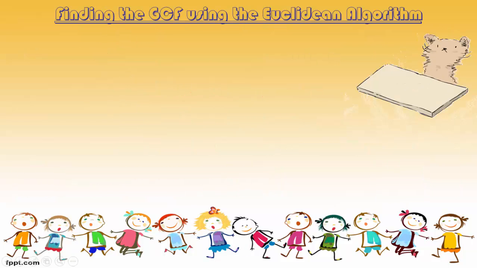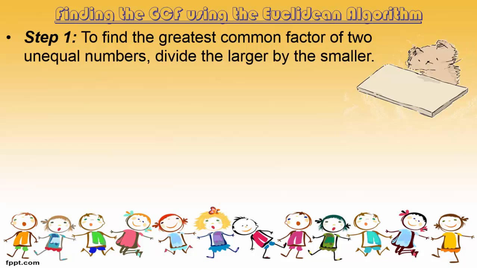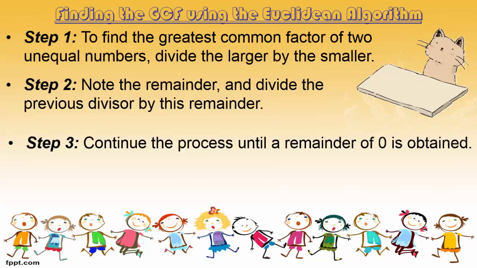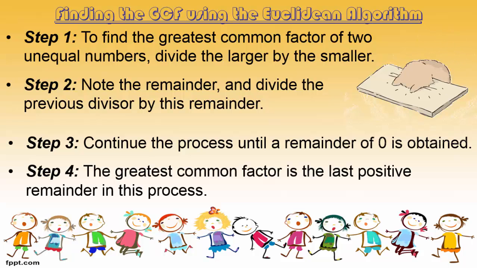The next method we're going to learn is the Euclidean algorithm, and we're going to learn how to find the greatest common factor using the Euclidean algorithm. Step 1. To find the greatest common factor of two unequal numbers, divide the larger by the smaller. Step 2. Note the remainder and divide the previous divisor by this remainder. Step 3. Continue the process until a remainder of 0 is obtained. Step 4. The greatest common factor is the last positive remainder in this process.